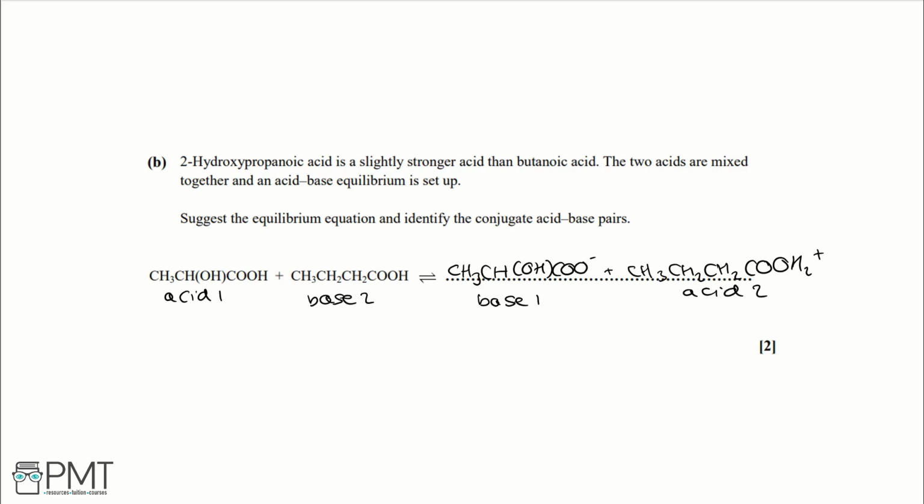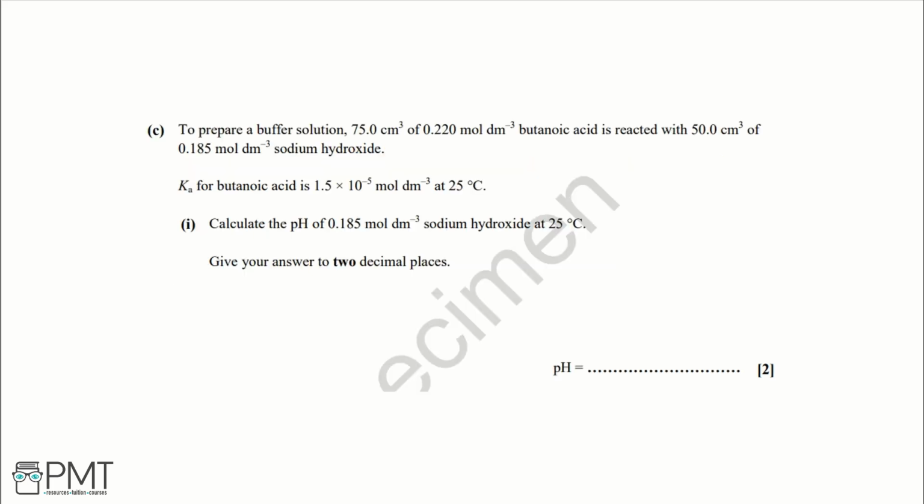To get the 2 marks for this question, you must have the correct equilibrium written, and then you need to correctly identify the acid-base pairs. Part C. To prepare a buffer solution, 75 centimeters cubed of 0.22 moles per decimeter cubed butanoic acid is reacted with 50 centimeters cubed of 0.185 moles per decimeter cubed sodium hydroxide.